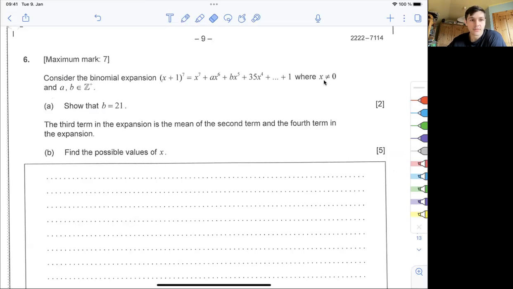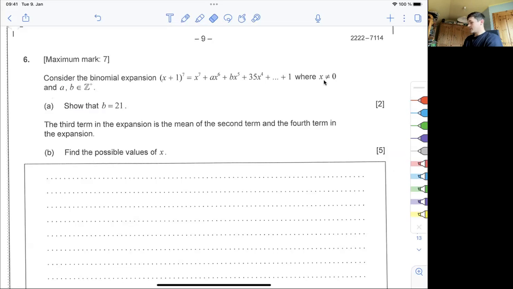Question 6. Consider the binomial expansion (x + 1)^7 = x^7 + ax^6 + bx^5 + 35x^4 + ... + 1, where x ≠ 0 and a and b are positive integers. Part A asks, show that b is equal to 21.